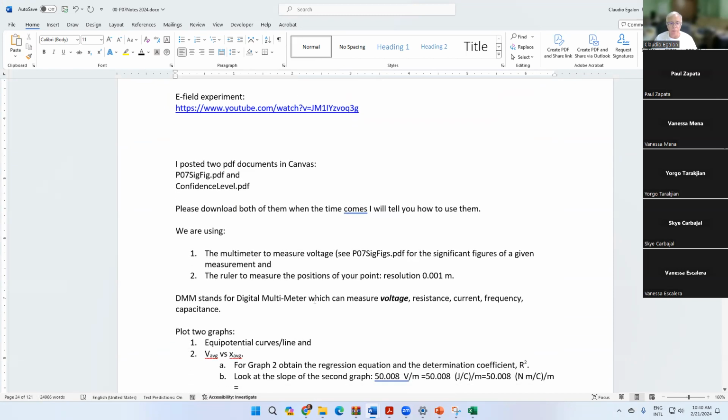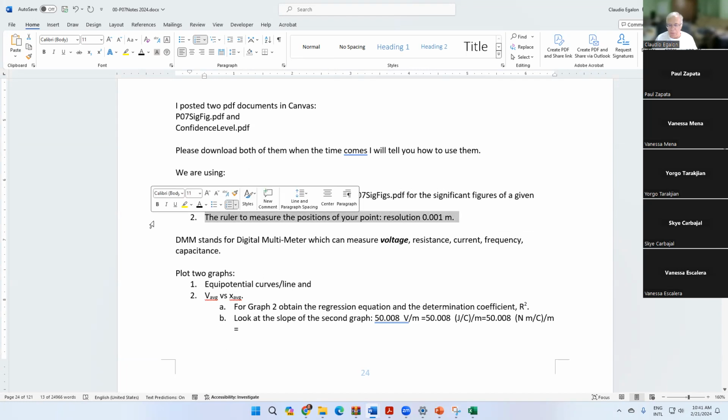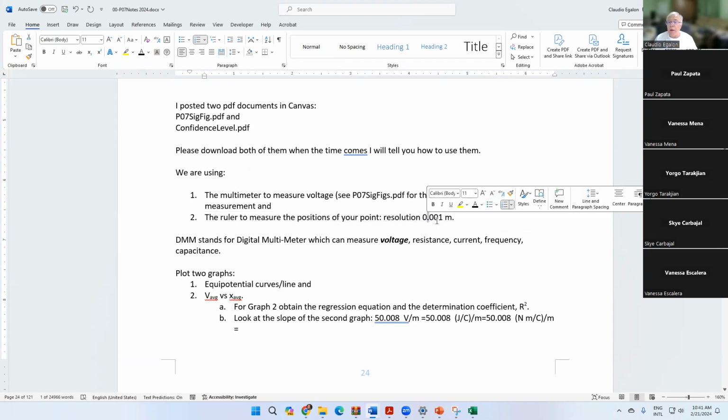So we're using the multimeter to measure voltage. We are using the ruler to measure the positions of your point. He didn't do that, okay? He just said there was a given position there, but we're using the ruler to measure the positions of your point. And don't forget, the resolution of the ruler is 1 millimeter. Those are the significant figures that we are going to use. You might have seen it different from other professors, but I like to be very conservative on those experiments, okay?